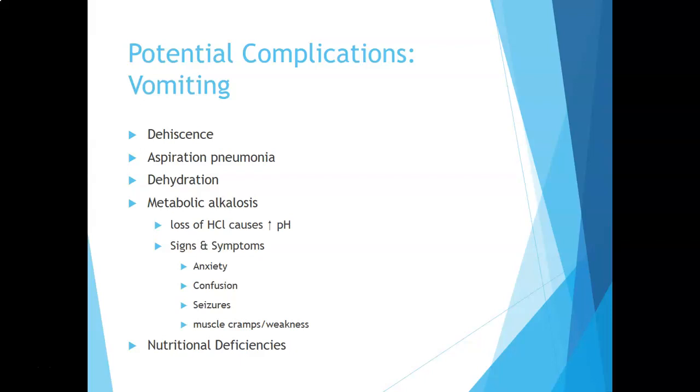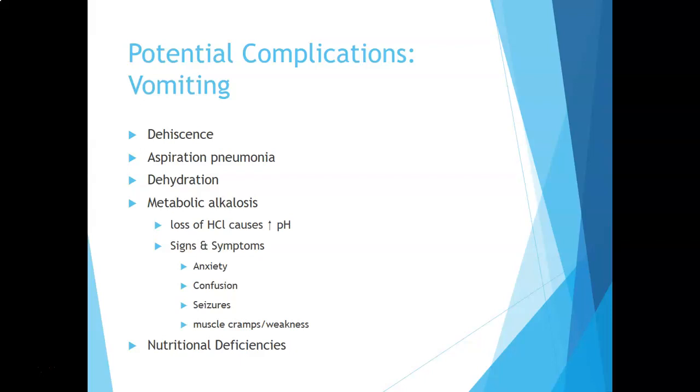Some potential complications of vomiting can be dehiscence. If a person has abdominal incisions and they're vomiting forcefully, they could potentially rip their sutures or dehisce. Aspiration pneumonia: if they vomit and inhale it, that ends up in their respiratory tract and they can get a pneumonia or a pneumonitis from that.